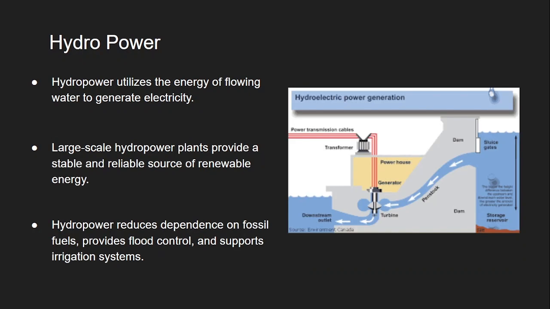used. Hydropower. Hydropower utilizes the energy of flowing water to generate electricity. Large-scale hydropower plants provide a stable and reliable source of renewable energy, which also reduces dependence on fossil fuels, provides flood control, and supports irrigation systems. Like the other renewable energy techniques, it reduces dependence on fossil fuels.